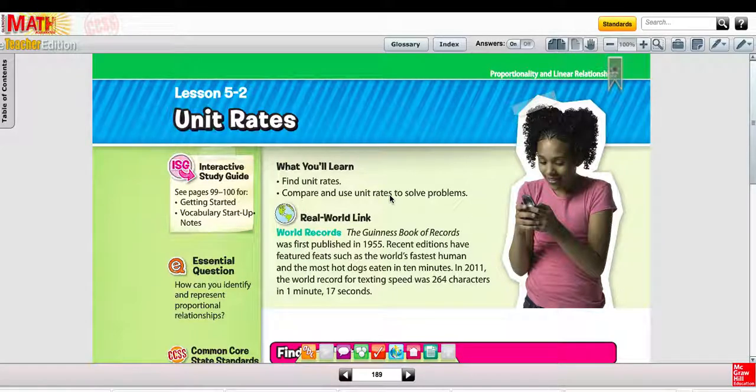For Lesson 5.2, you'll be learning about unit rates. You'll be able to find unit rates and compare and use unit rates to solve problems. Remember that the essential question for Chapter 5 is, how can you identify and represent proportional relationships?